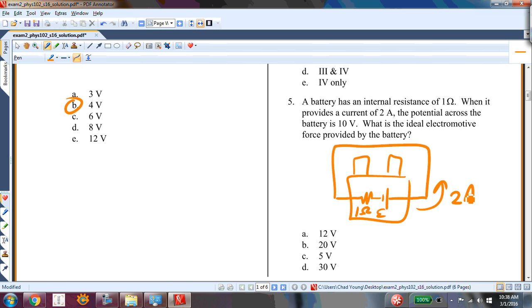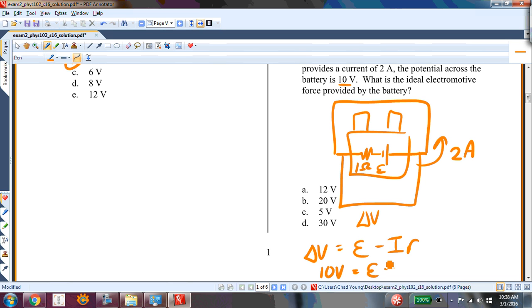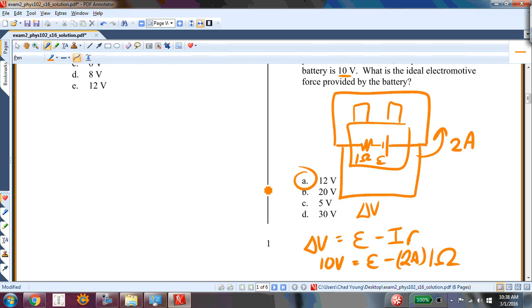And so I know if it's 2 amps, I want to measure the potential across these 2 points, delta V. And I know that that delta V, which I'm told is 10 volts, is equal to the EMF minus I times R. So delta V here is 10 volts. That's my potential across the battery. E minus 2 amps times my resistance, which is 1 ohm. So if I solve that for the EMF, I get 10 plus 2, or 12 volts. So the answer, says number 5, is A.